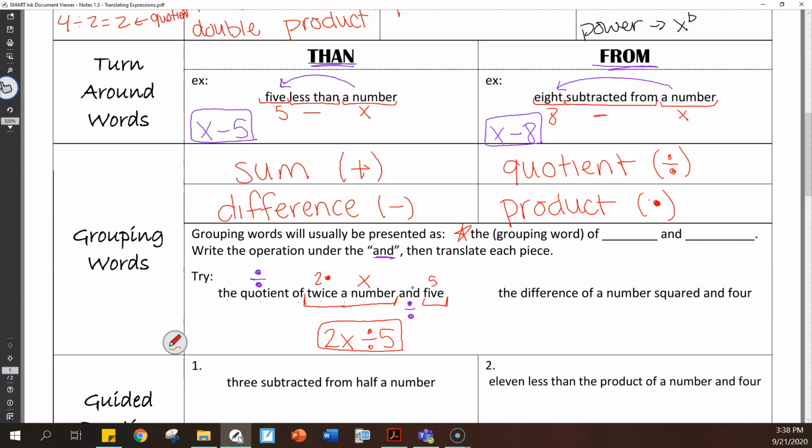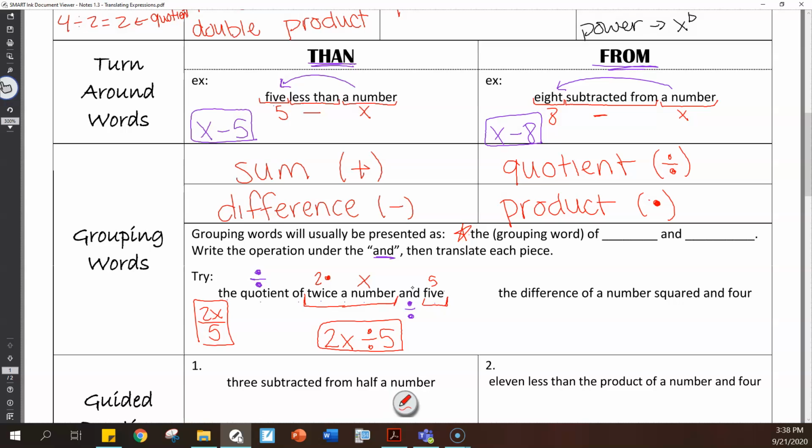You can see this written in a couple different ways. Remember, division shows differently. So 2x over 5. Okay. But the division is the same. Okay, I would take either of these because both of them show the quotient of twice a number and 5.